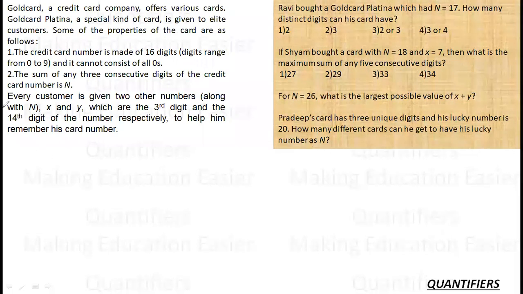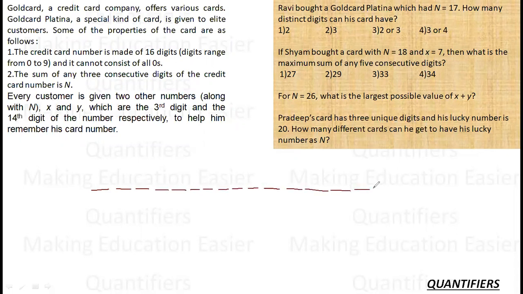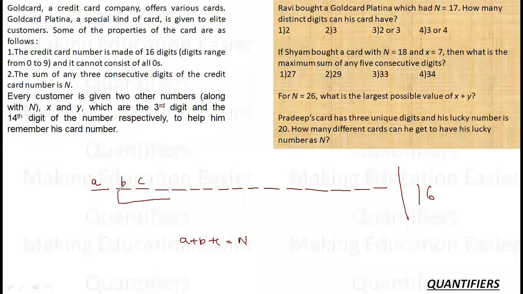Okay. So the sum of any 3 consecutive digits of the credit card is called number n. Sum of any 3 consecutive digits is n, means the sum of any 3 digits is going to be the same. So 1, 2, 3, 4, 5, 6, 7, 8, 9, 10, 11, 12, 13, 14, 15 and 16. These are the 16 places that I have with me. So whatever the sum is, A plus B plus C is equal to n. The same sum has to be given by B plus C plus this.